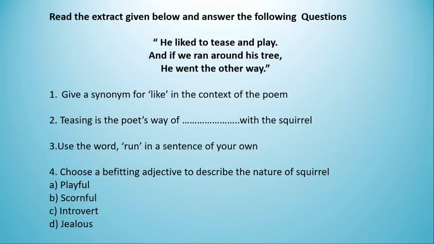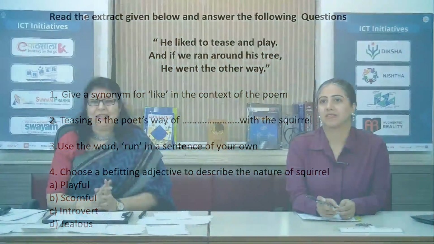And now some adjectives. The question based on the grammar, language. Choose a befitting adjective to describe the nature of the squirrel. Children, I would recommend, again tell you that you can play squirrel A to Z. You have to write down the qualities of the squirrel right from A, like it is active, B, it is busy. C, it is clever. Similarly, till Z, you will find out adjectives and write them down in your notebook.